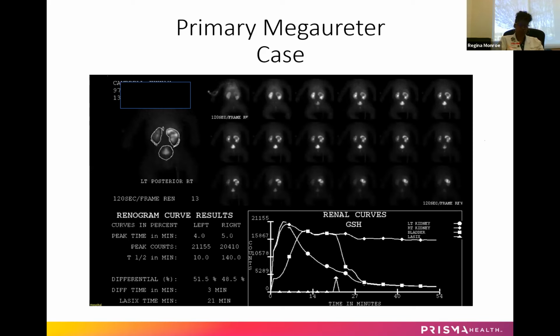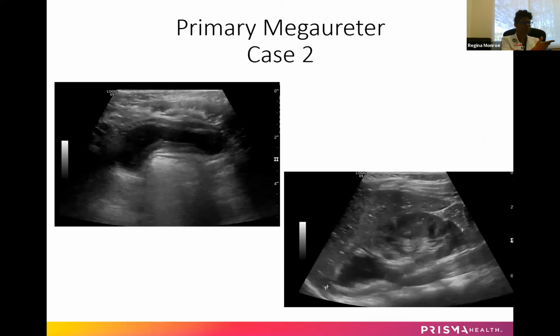So we have preserved function, but as you can see, the T1/2 is slow. But again, this is an infant with preserved function. So the initial management was observation. But as time went on, there was progressive dilatation in the upper pole segment. So the plan then was treatment, and the patient underwent a tapered ureteral reimplant.